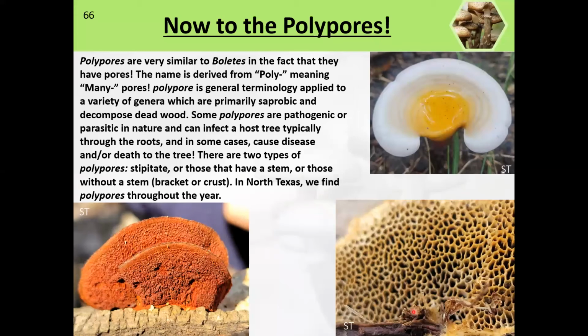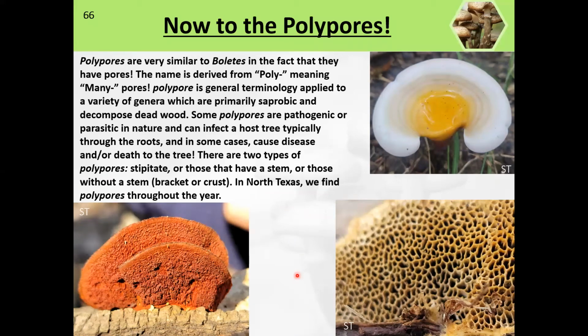So now to the polypores. These are called polypores because they have pores, and there's a lot of them. So poly means many, and pores, right? So there's a lot of pores. Pretty easy right there. They're primarily saprobic and decompose dead wood. Some polypores are pathogenic or parasitic in nature and can infect the host, typically through the roots, and in some cases cause disease and or death to the tree.